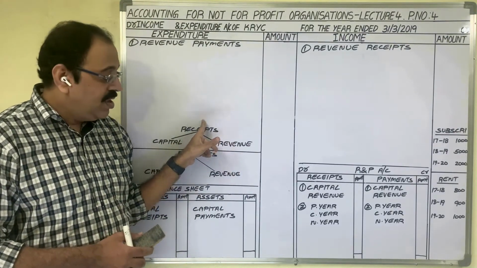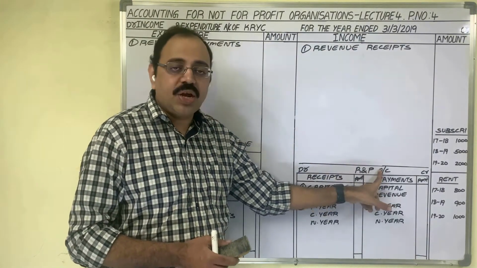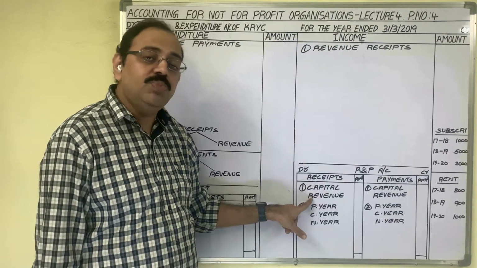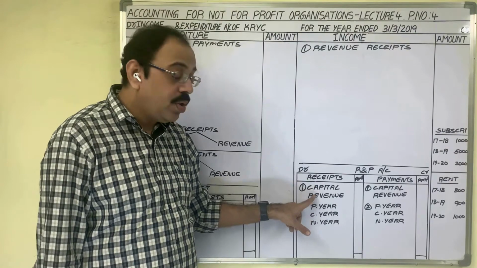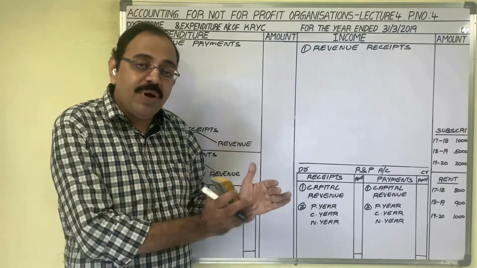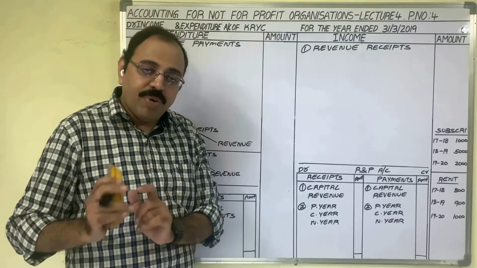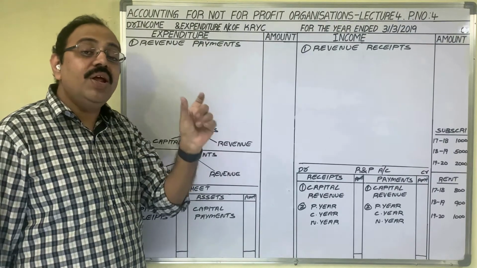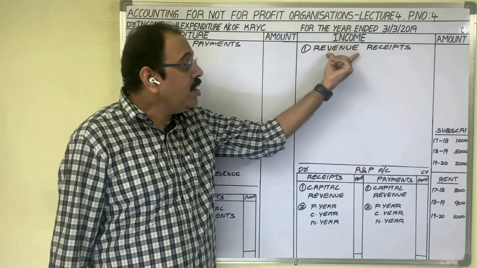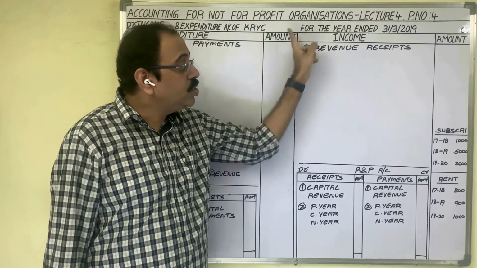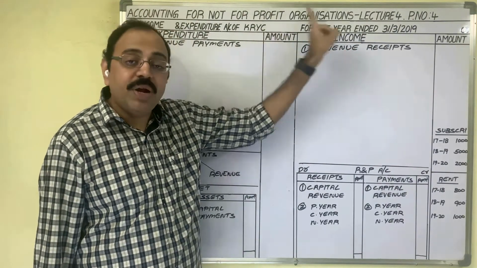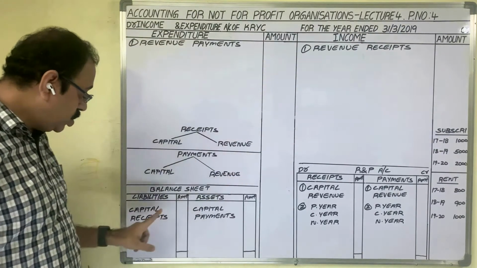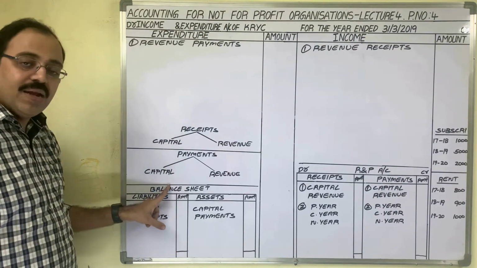Now the point is, while preparing the receipts and payments account, on the receipt side we show capital receipts and revenue receipts both. We are not going to show any discrimination between capital receipt and revenue receipt. But while preparing the income and expenditure account, only revenue receipts we have to show on the income side. We should not show capital receipts in the income and expenditure account. Then where do they appear? Capital receipts we have to show on the liability side of the balance sheet.